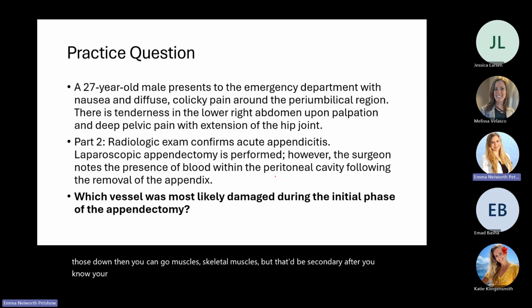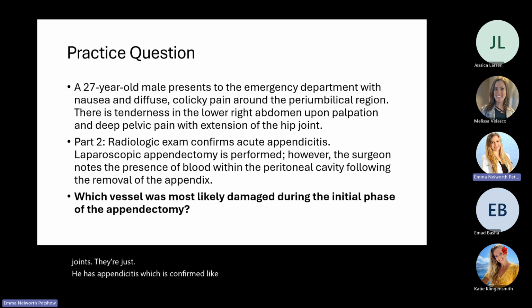Okay. So looking at our stem, we have a 27-year-old male. He presents to ER, nausea, diffuse colicky pain around the periumbilical region. There's tenderness in the lower right abdomen upon palpation and deep pelvic pain with extension of the hip joints. They're just telling us that he has appendicitis, which is confirmed, like a classic NPLEX stem. We have the thing confirmed.